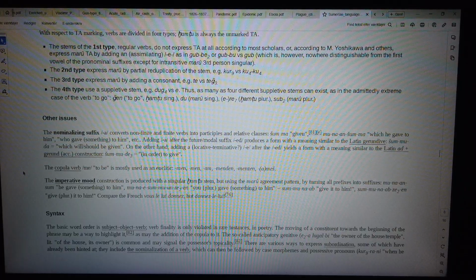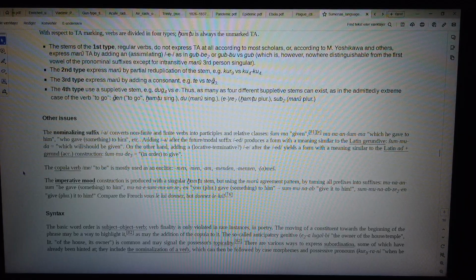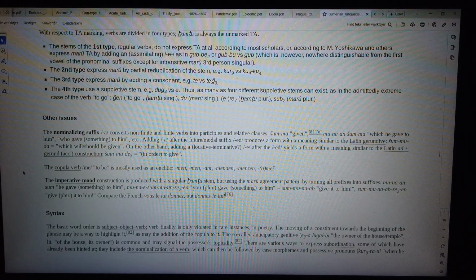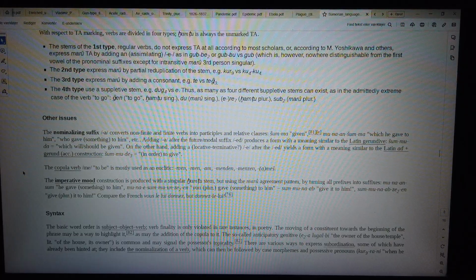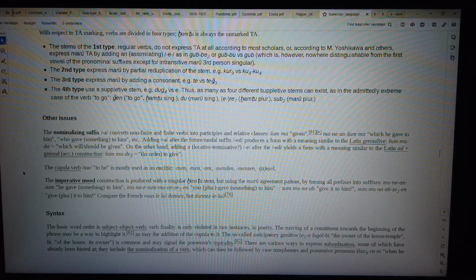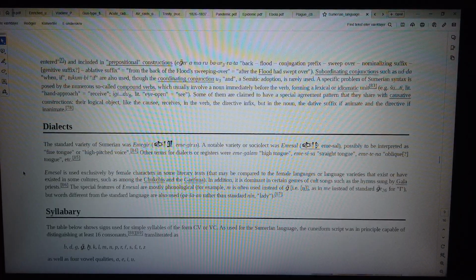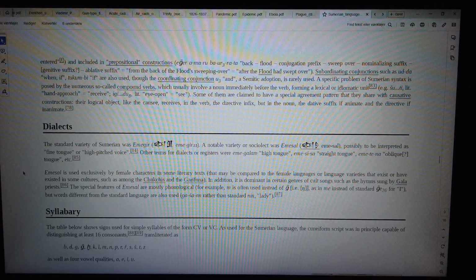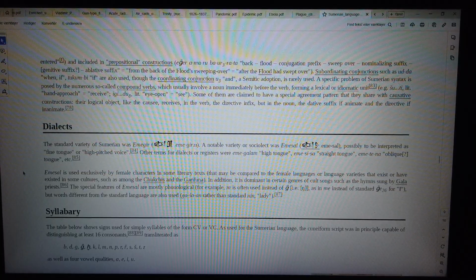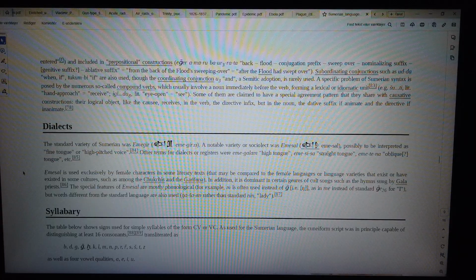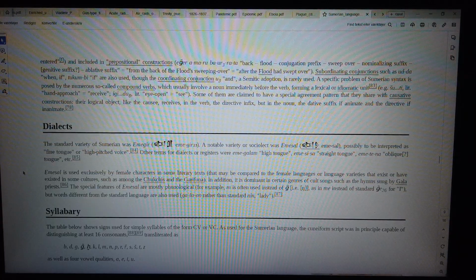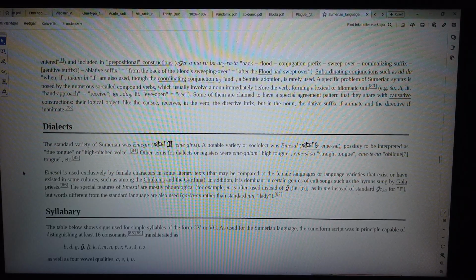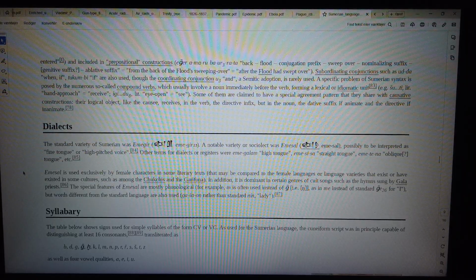There are various ways to express subordination, some of which have already been hinted at. They include the nominalization of a verb, which can then be followed by case morphemes and possessive pronouns, and included in prepositional constructions. Conjugation prefix, sweep over, nominalizing suffix, genitive suffix, ablative suffix equals from the back of the flood sweeping over equals after the flood had swept over. Subordinating conjunctions such as when, if, are also used, though the coordinating conjunction u3, and, a Semitic adoption, is rarely used.